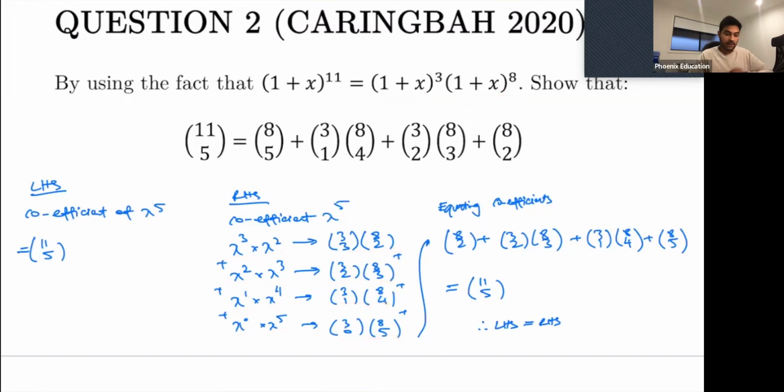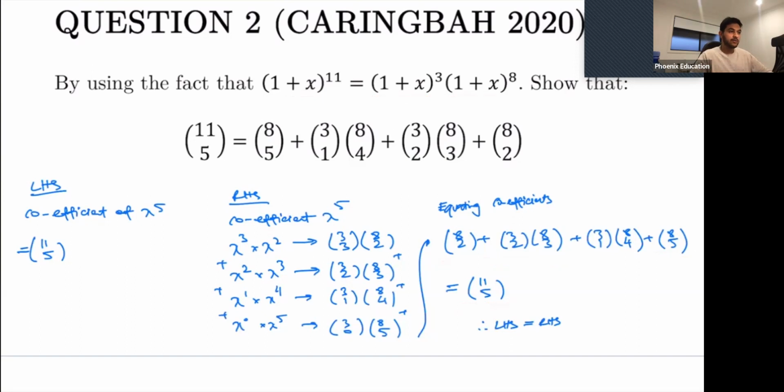And by equating the coefficients, what we can do is just add all of these together. And these are all the coefficients of x to the power of 5, because remember, when you expand it out, you would group the like terms together. So these terms here would give you the coefficient of x to the power of 5. All of this would be equal to 11c5 because these two things are actually the same. That's the foundations of this particular proof.